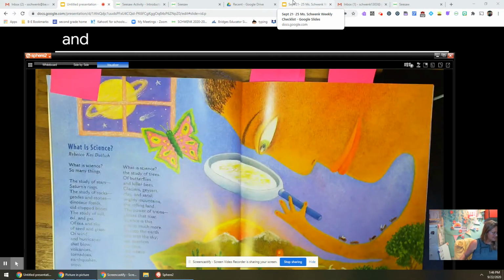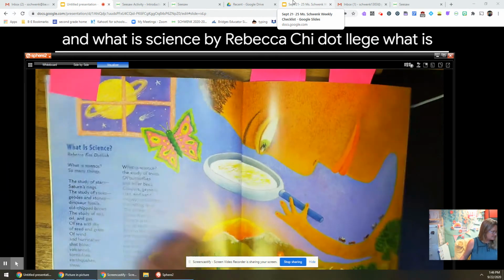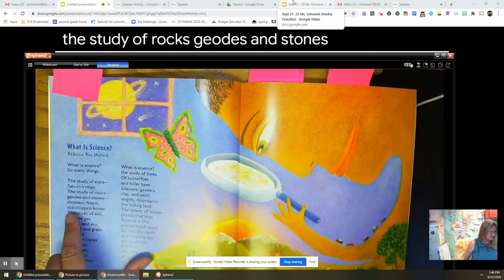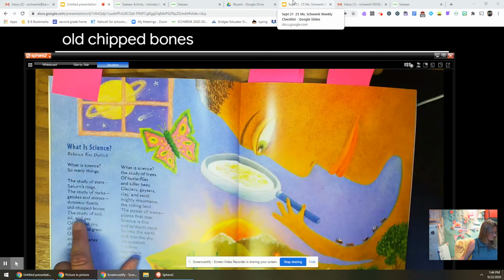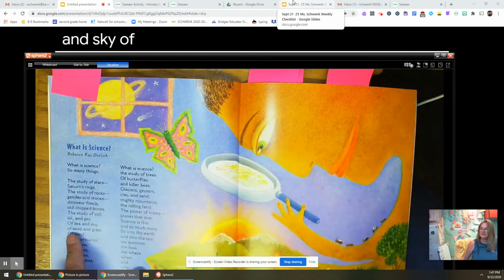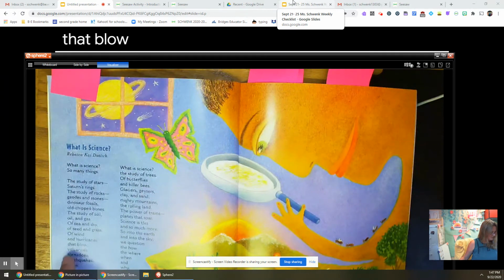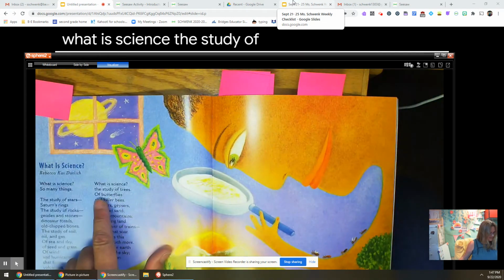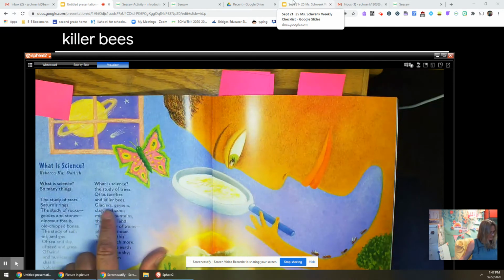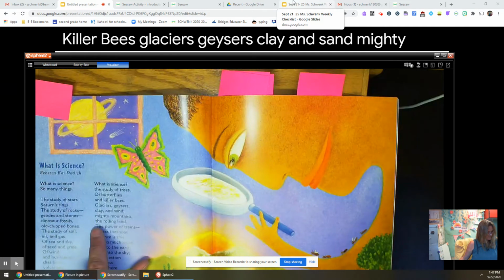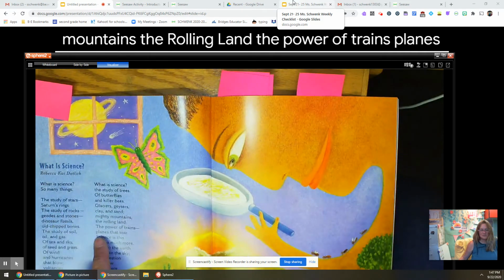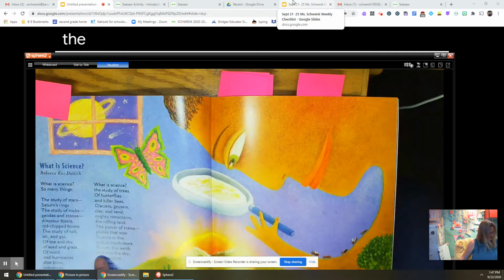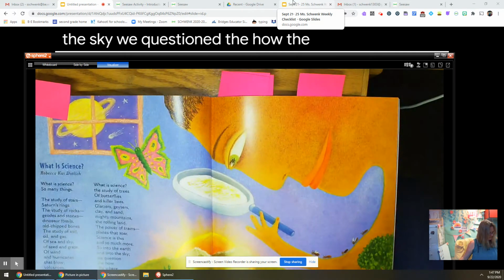What Is Science? by Rebecca Kai Dotlich. What is science? So many things. A study of stars, Saturn's rings, the study of rocks, geodes and stones, dinosaur fossils, old chipped bones, the study of soil, oil and gas, of sea and sky, of seed and grass, of wind and hurricanes that blow, volcanoes, tornadoes, earthquakes, snow. What is science? The study of trees, of butterflies and killer bees, glaciers, geysers, clay and sand, mighty mountains, the rolling land, the power of trains, planes that soar. Science is this and so much more. So into the earth and into the sky, we question the how, the where, when, and why.